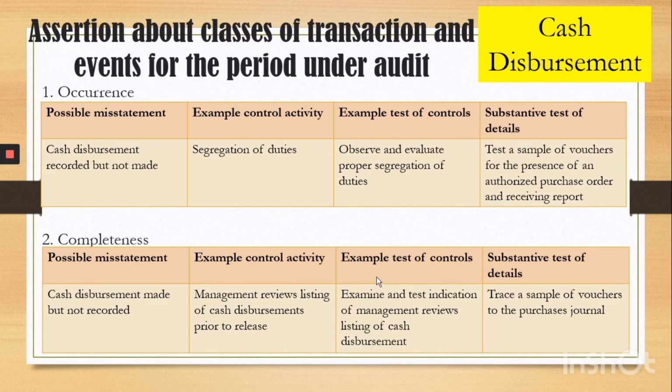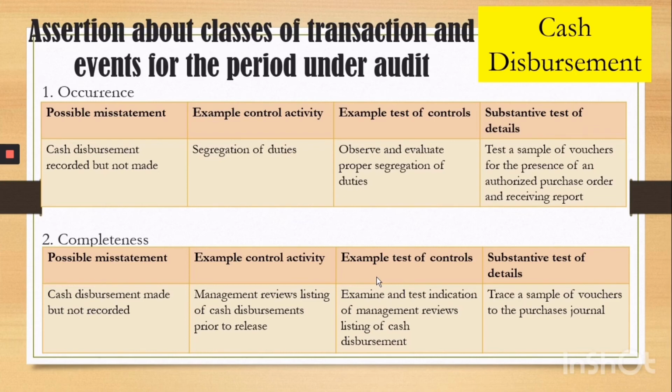The second component is on completeness. The possible misstatement with regards to the completeness is that the cash disbursement has been made but not recorded. So after assessing the internal control, if the auditor finds out that the internal control is ineffective, therefore, the auditor will perform tests of control by examining and testing the indication of management reviews of the listing of cash disbursements.